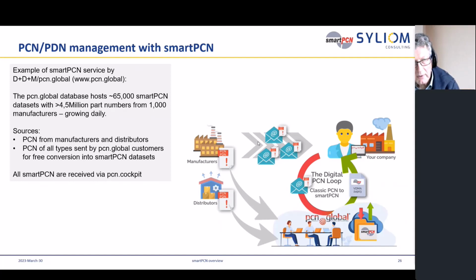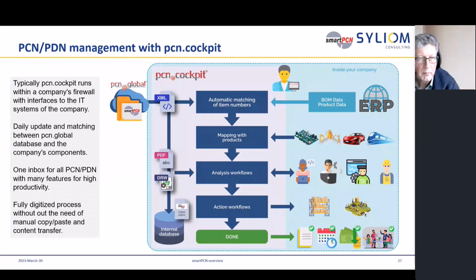But in addition, all the PCNs that are sent to a specific company, the customer of this database, they just send all the PCNs, those classic PCNs, the typical emails where you have a PCN, to PCN Global and they put it in the database, and therefore you are able to receive it back as a smartPCN dataset with the system which is called PCN Cockpit. And this is then the only inbox. So just forget about reading emails. There is no more reading of emails. You just receive everything with the PCN Cockpit.